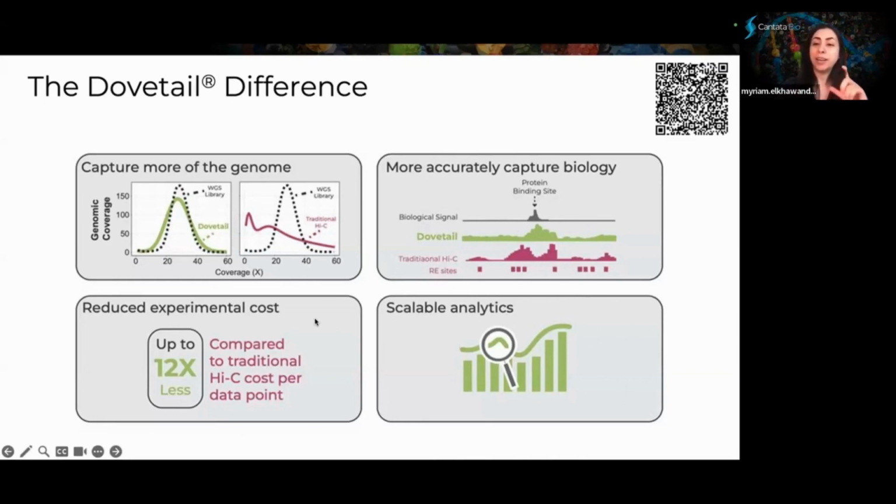Also, because of this very high signal to noise ratio that these assays offer, it helps reduce your experimental cost, either through sequencing or what it takes to prep the libraries, by more than 12-fold per data point. So you're actually going to save on the cost for sequencing and the cost for library preparation because of that high signal to noise ratio.